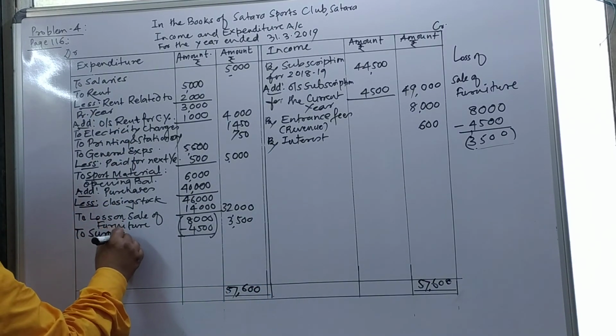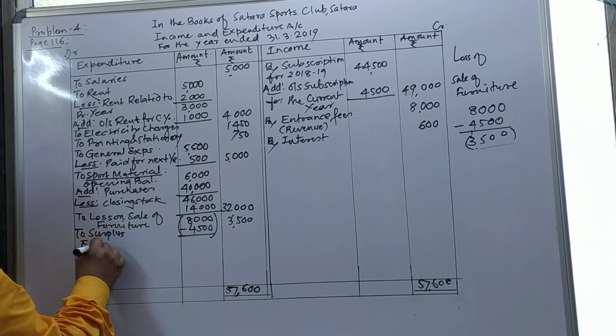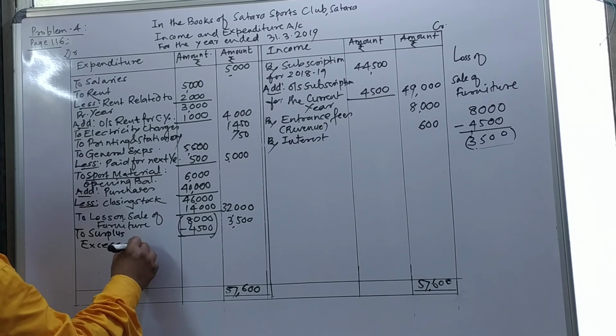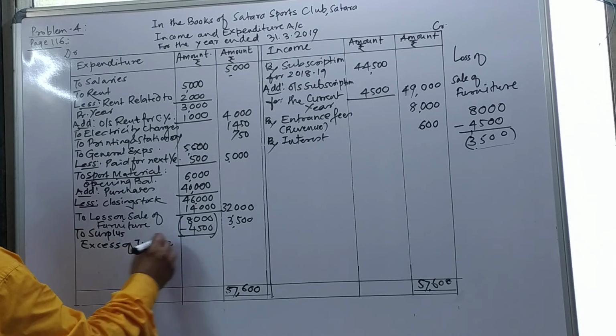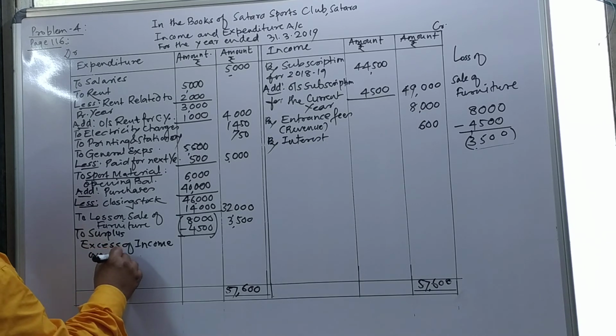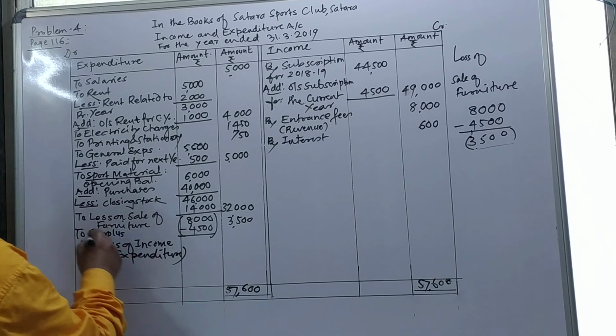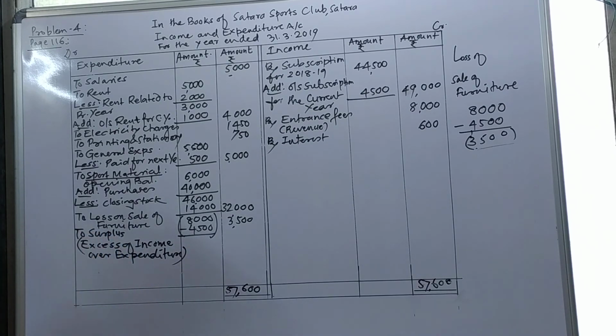Whenever credit is heavier, you will get a surplus. But after writing surplus, you write in brackets, excess of income over expenditure. You must write it, otherwise you lose marks. Excess of income over expenditure. You may write it like this.